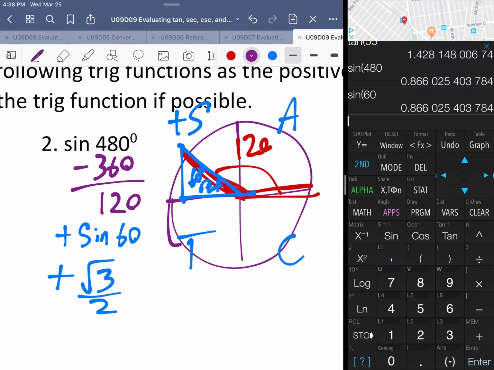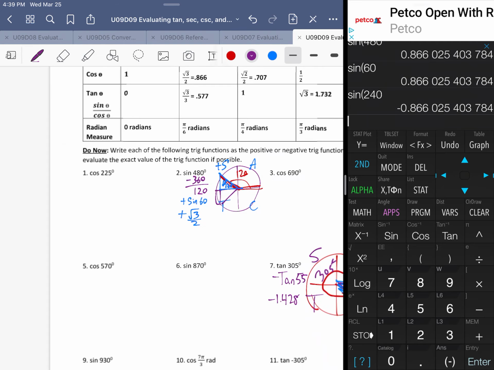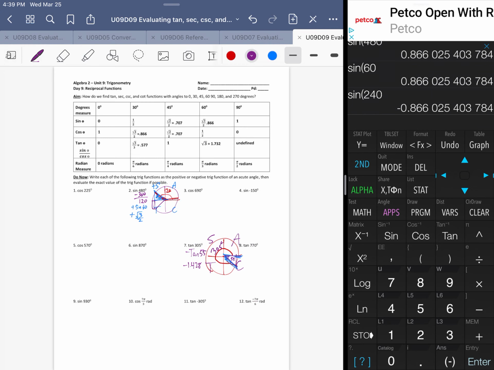If I did the 60-degree angle in this quadrant, that would get a negative number. That would be 180 plus 60, or 240. So if I did sine of 240, I should get negative radical 3 over 2. All right, so you're going to have to try the rest of these on your own. You could just use a calculator.